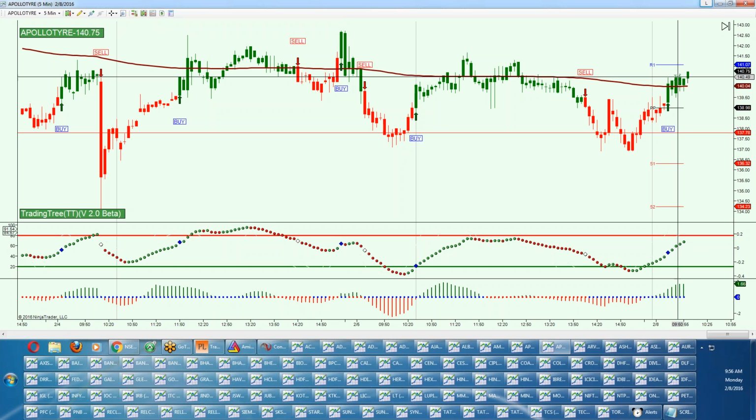So the buy is triggered for Apollo Tyre. Your first target will be 141.